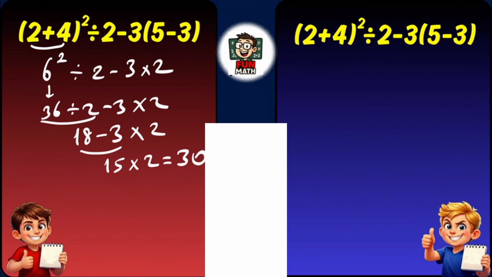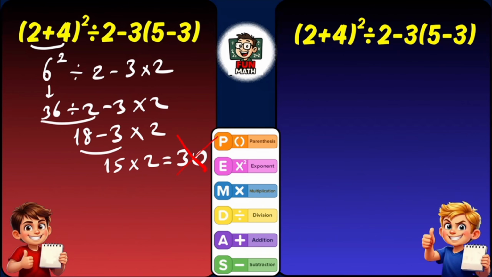If you solved the problem this way, you made a mistake. Because when solving the problem, you should have paid attention to the order of operations. The order of operations is coded as PEMDAS. P stands for parentheses, E stands for exponent, M stands for multiplication, D stands for division, A stands for addition, S stands for subtraction.